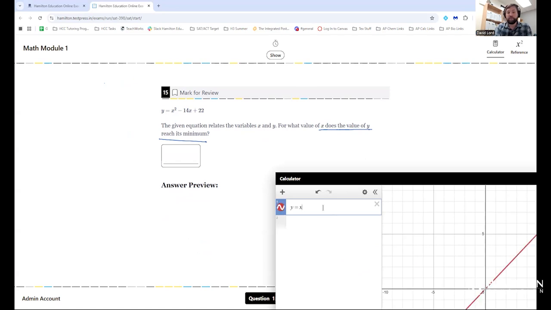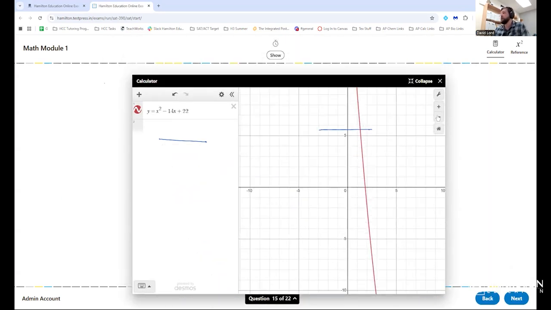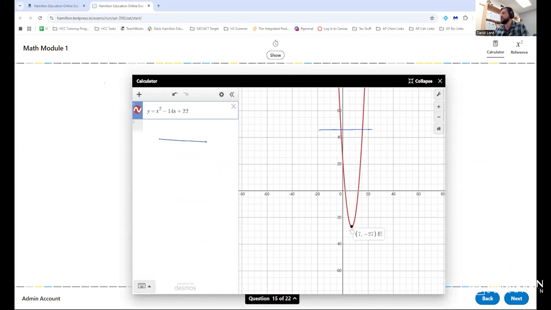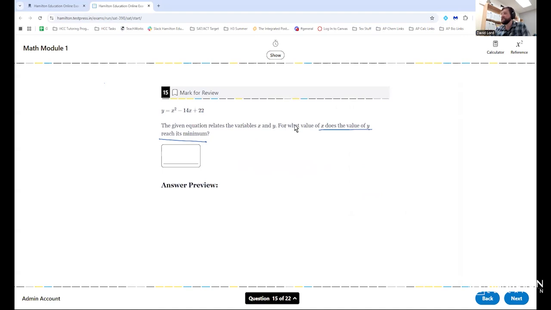Y equals x squared minus 14x plus 22. I'll bring it to the center of the screen. Might need to zoom out, but right there, that's the minimum. So we have 7, -27. Perfect. So the y value is -27, but the x value, which is what we're solving for, is 7.